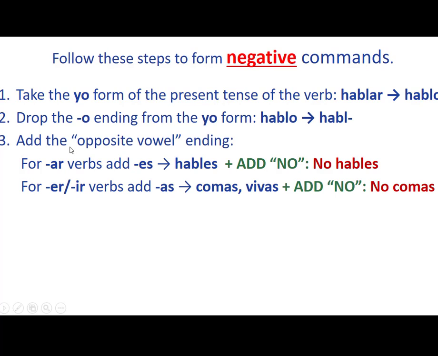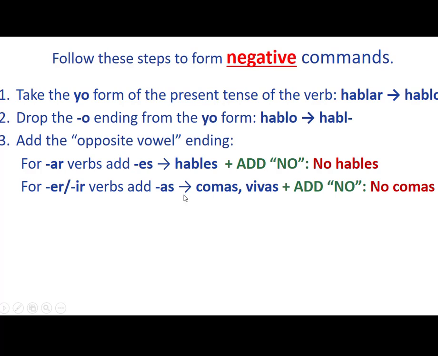Then we're going to add what we call in Spanish kind of the opposite vowel. This is just a way to remember it. Why do we say the opposite vowel? Just because if it's an AR verb, the one that you're working with, like hablar, you already have habl, you already took the O off. It was an AR verb, right? So if it was an AR verb, you're going to add at the end ES.